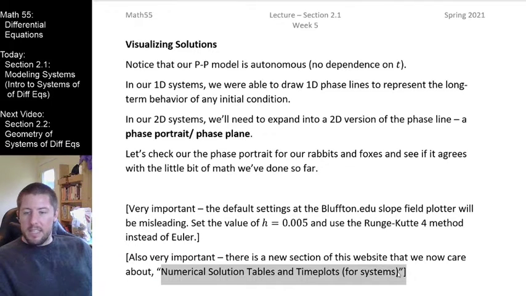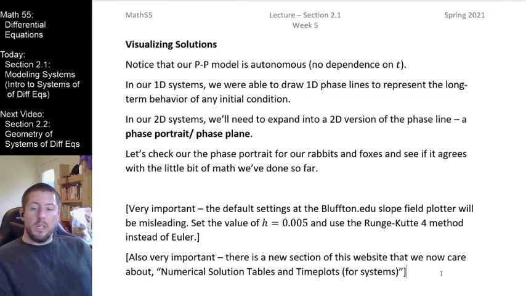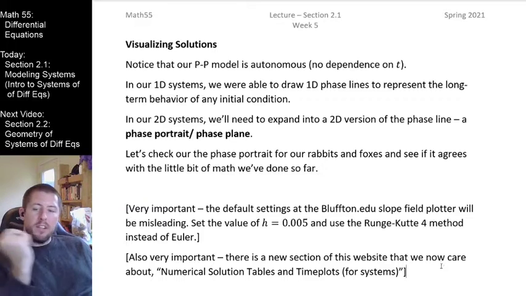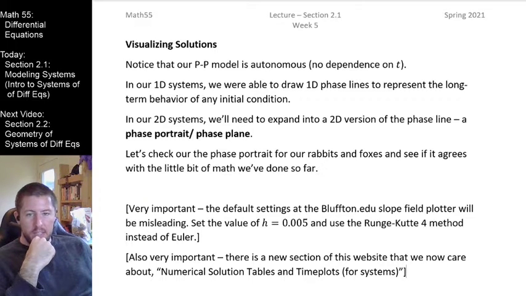The other thing that's really important is that there is going to be a new section of the website that we're going to look at, at the bottom of the page: numerical solution tables and time plots for systems. That's going to help show us other graphs that are going to be of interest to us in these rabbit and fox populations. So I'm just saying there's more than one graph that we're interested in at the website over here. So let's go ahead over there and take a look.